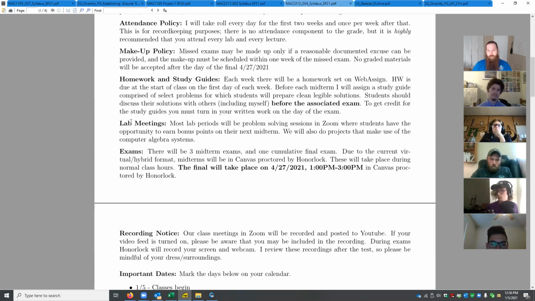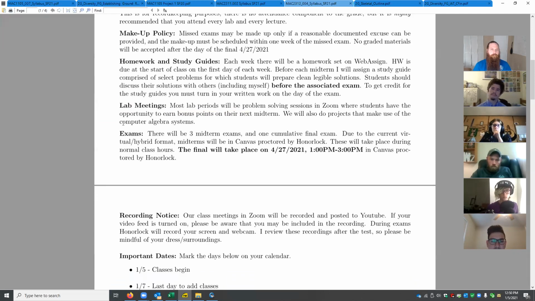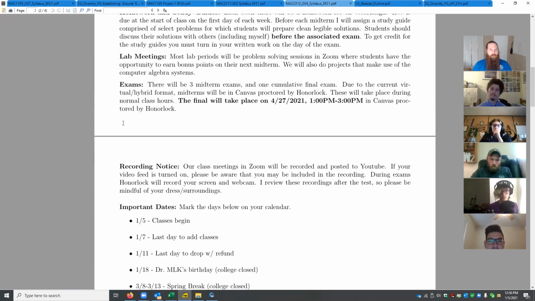So Tuesdays and Thursdays, the 12:30 to 1:45 portion of class will be regular lecture. And then on Thursdays from 2 to 3:15, we'll just be solving problems. And I'll try to find some way to integrate this bonus point thing in here, maybe through polls or something like that. The exams themselves, there's going to be 3 midterms and 1 final.